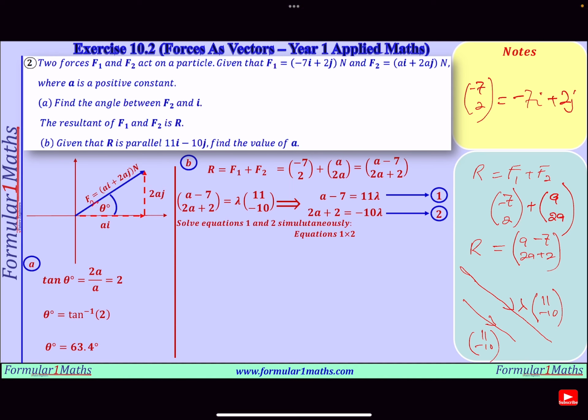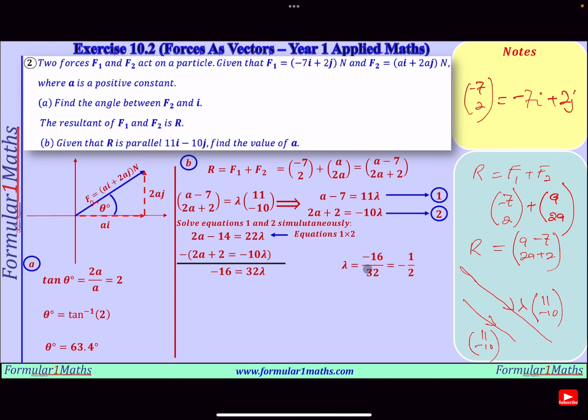by multiplying equation 1 by 2 to obtain 2A minus 14 is equal to 22 lambda, and then subtracting equation 2. So if I do that subtraction, I'm going to eliminate A and obtain minus 16 is equal to 32 lambda. Solving for lambda will yield minus a half. So it means that the vector R is in the opposite direction of this vector here, and the magnitude is also smaller than the magnitude of this vector.